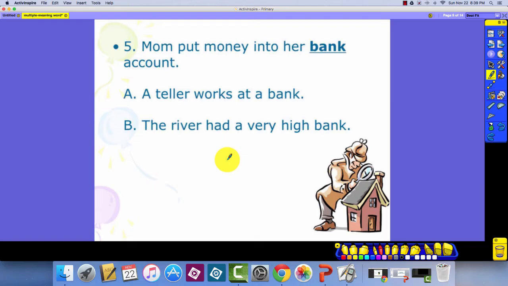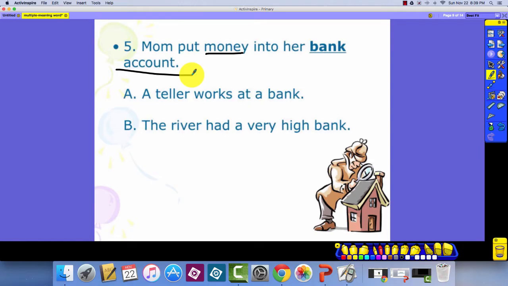Okay, let's look at number 5. Mom put money into her bank account. Okay. So we're going to a bank. Okay. Bank could mean a couple different things here. Okay. Well, if she's gonna go put money into her bank account, so we know money is a clue here in the sentence and account is a clue in the sentence.